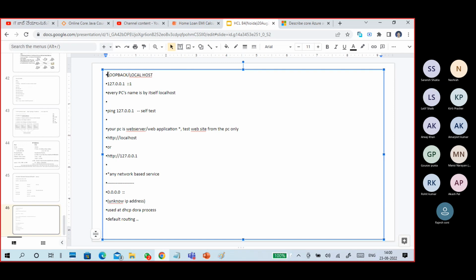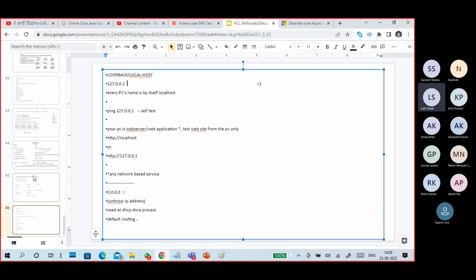Okay, guys. This is the loopback address or localhost address. Each and every PC has its own IP address, irrespective of any other IP address.